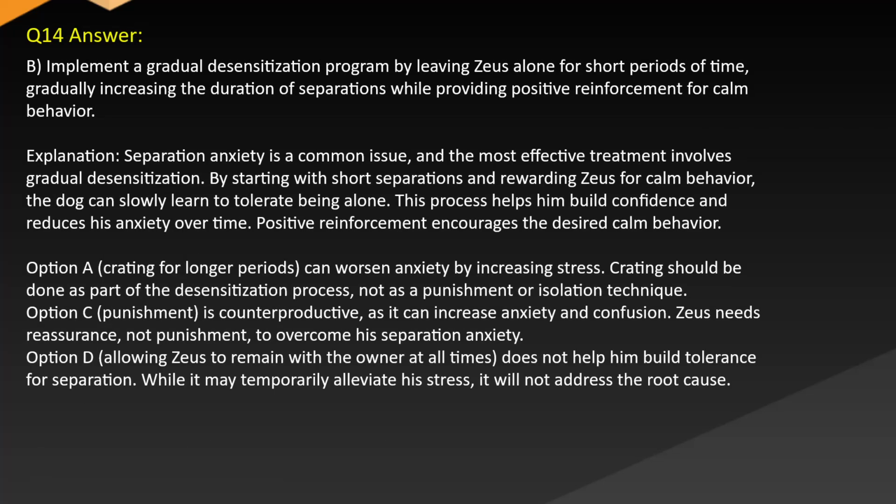Answer. B. Implement a gradual desensitization program by leaving Zeus alone for short periods of time, gradually increasing the duration of separations while providing positive reinforcement for calm behavior. Explanation. Separation anxiety is a common issue, and the most effective treatment involves gradual desensitization. By starting with short separations and rewarding Zeus for calm behavior, the dog can slowly tolerate being alone. This process helps him build confidence and reduces his anxiety over time. Positive reinforcement encourages the desired calm behavior.